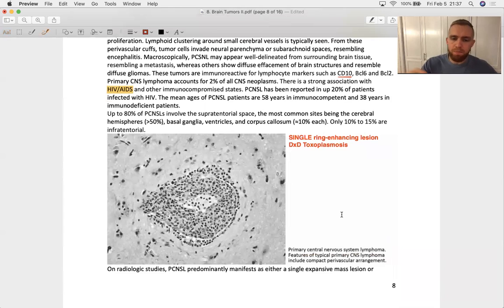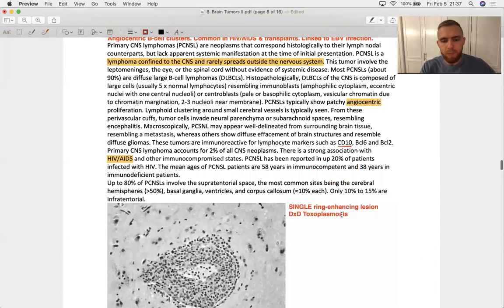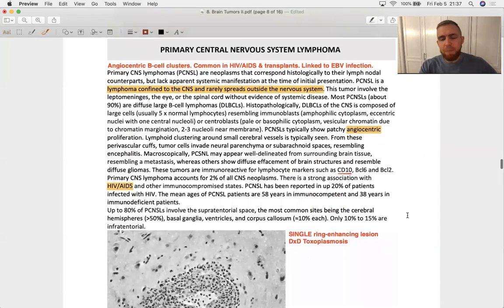You know what that means? I'll tell you what that means. Epstein-Barr virus is a DNA virus. It's double-stranded and enveloped. It's not naked. And it infects B cells.